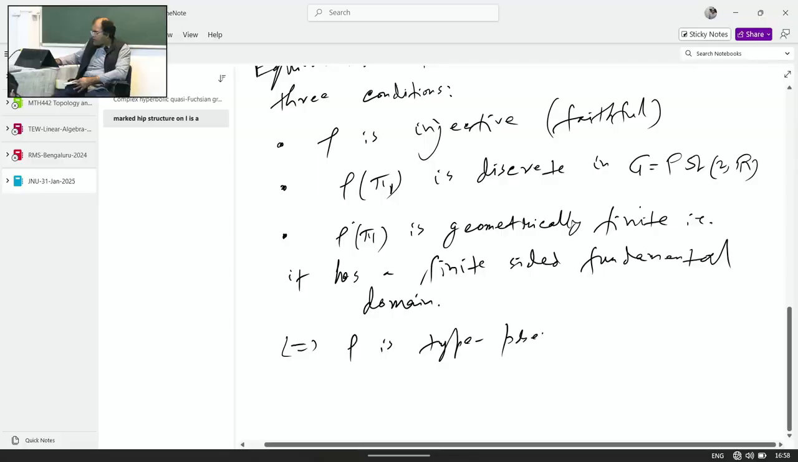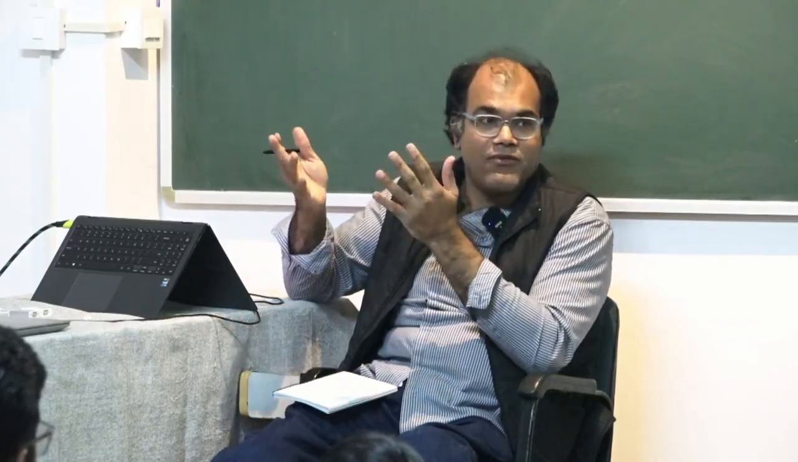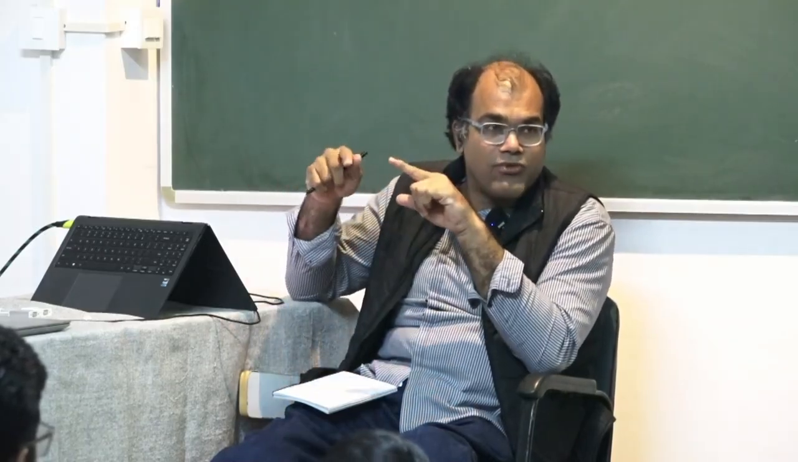So anyway, in other words, rho is type preserving. That means it maps hyperbolic loops onto hyperbolic elements and cusps to parabolic elements. Pi 1 is a fundamental group of a surface, right? So it can have only two kinds of loops. Either the loop is homotopic to a closed curve or the loop is a cusp. If it is a closed curve, the image is a hyperbolic element. If it is a cusp, the image is a parabolic element. That's what type preserving means.